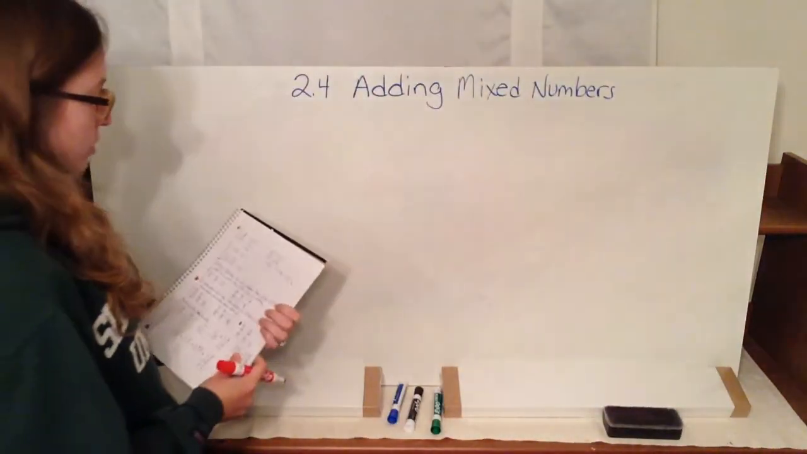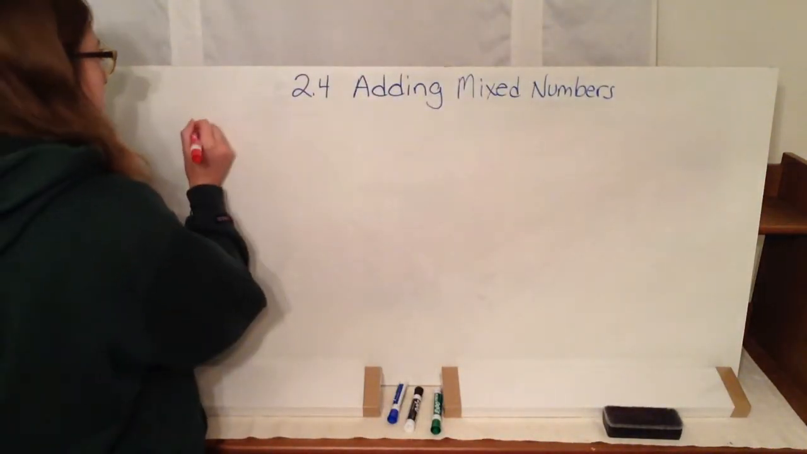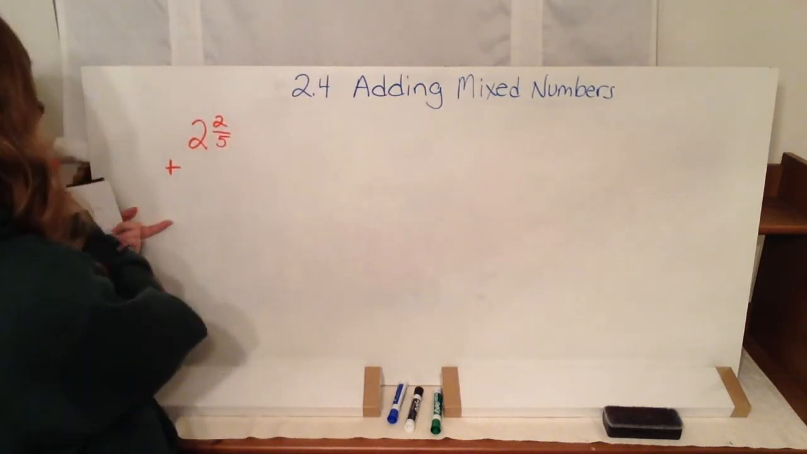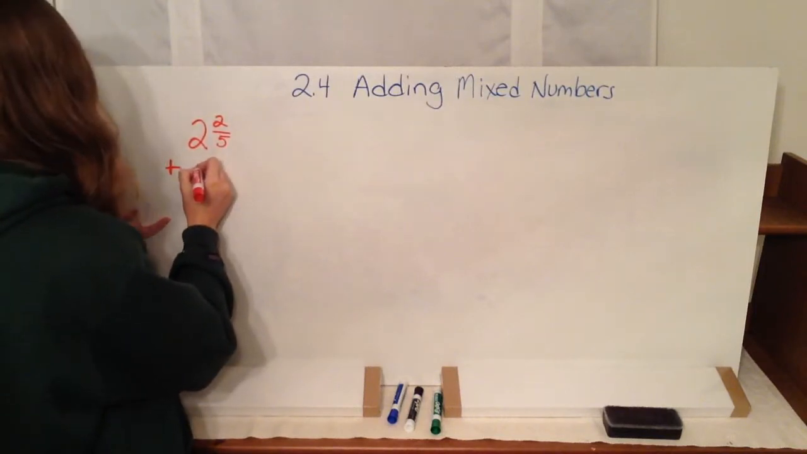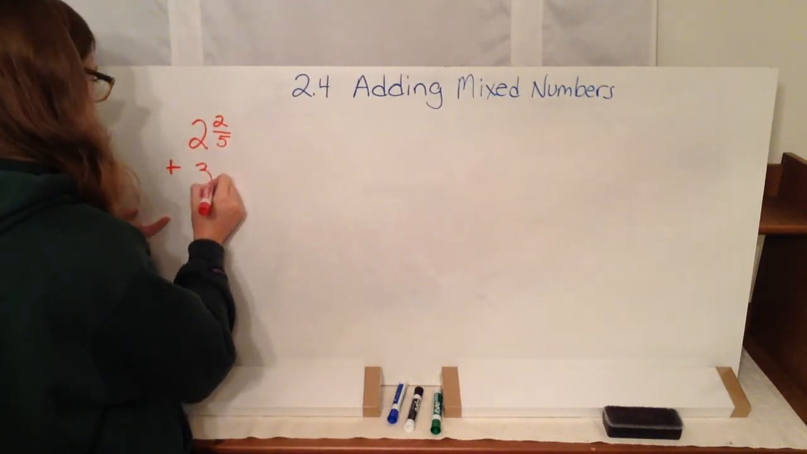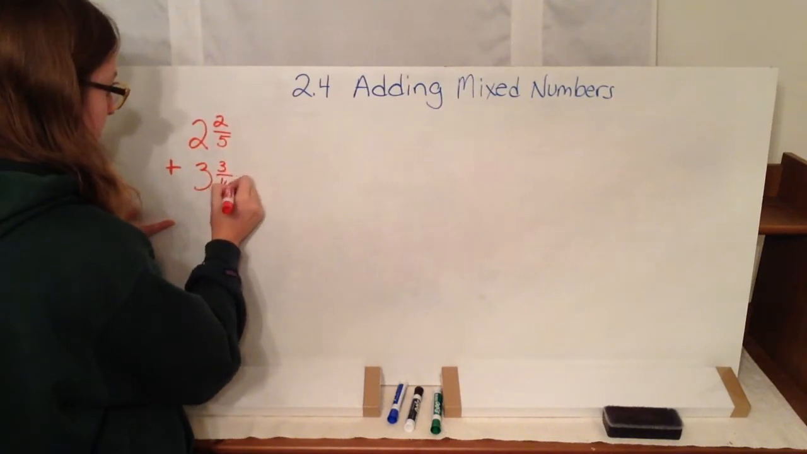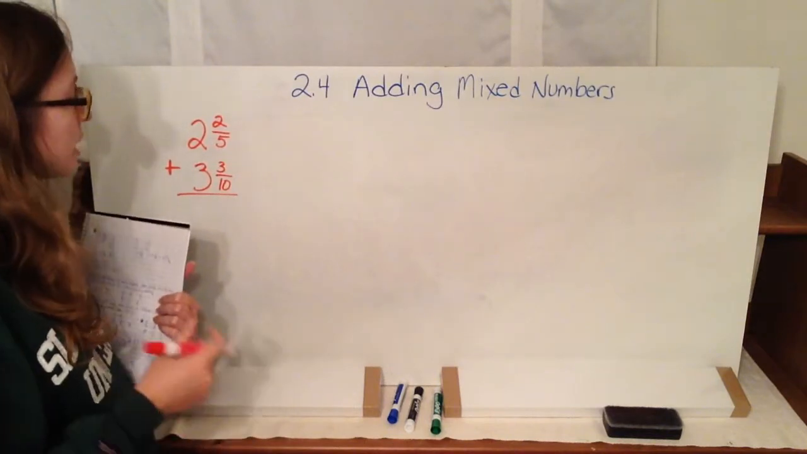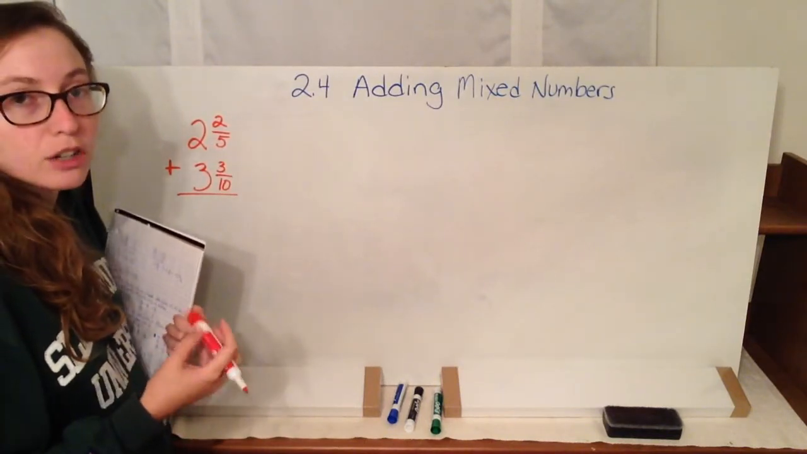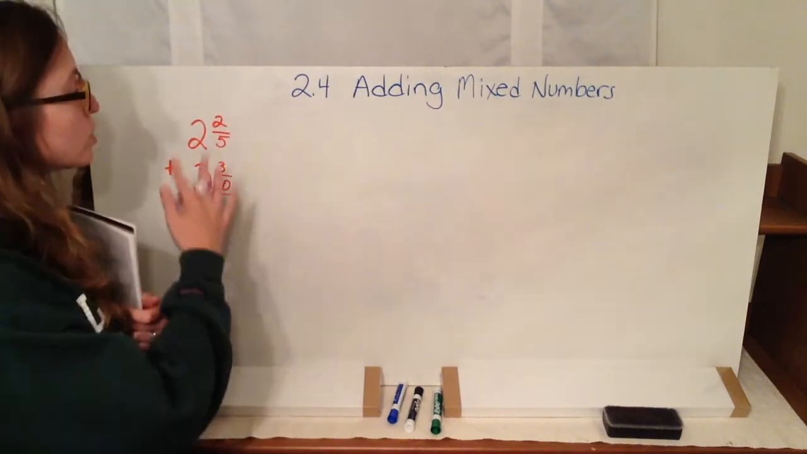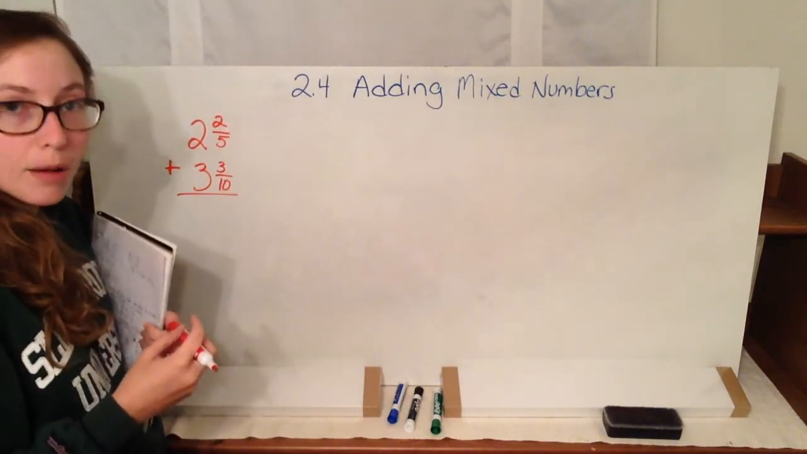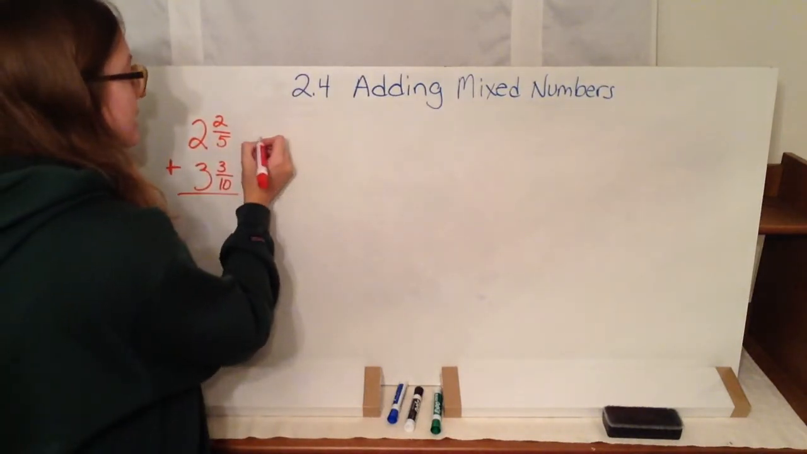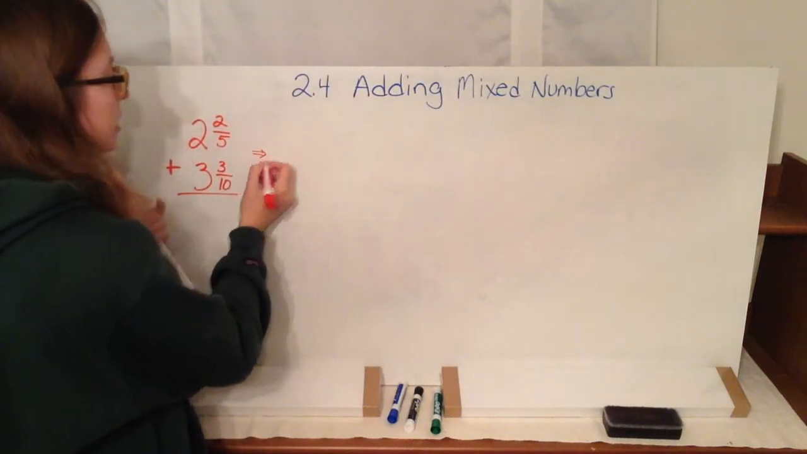The first example I'll do for you is 2 2/5 plus 3 3/10. Okay, so 2 2/5, 3 3/10, those denominators are not alike. So before we can do any work, we will make them common denominators. 5 and 10, our denominator is going to end up being 10. So I'm going to just rewrite everything.